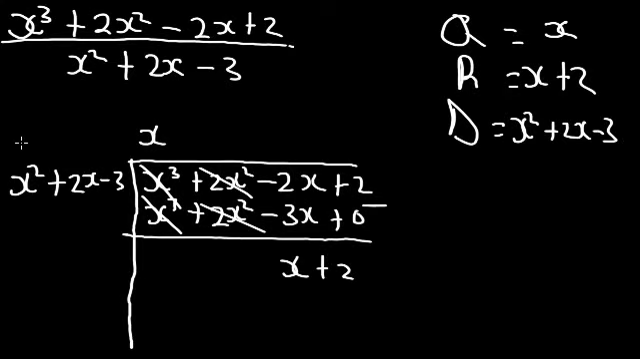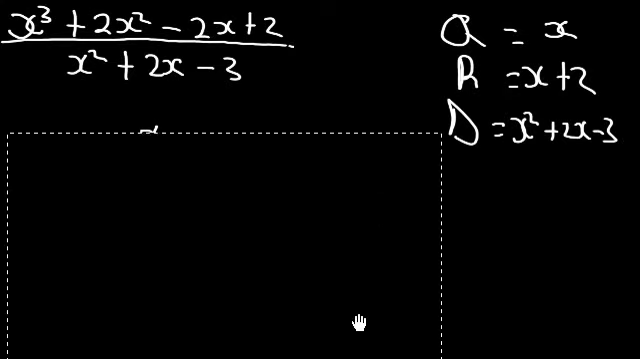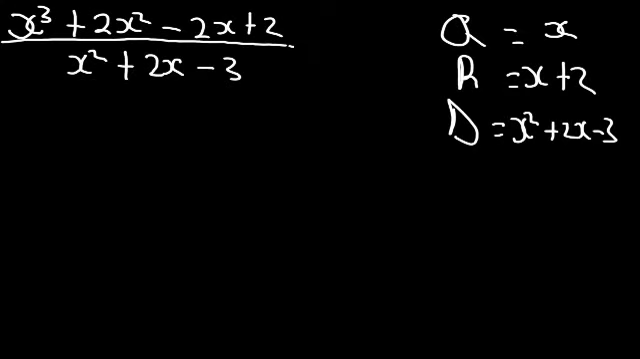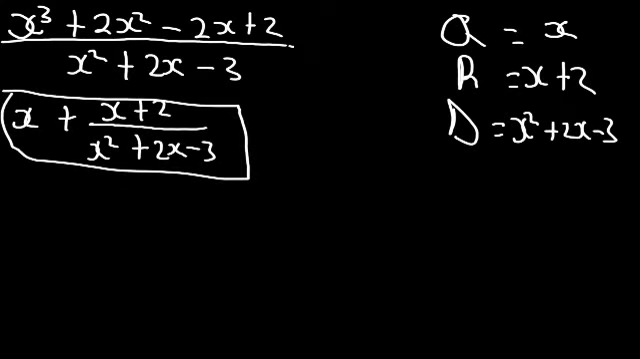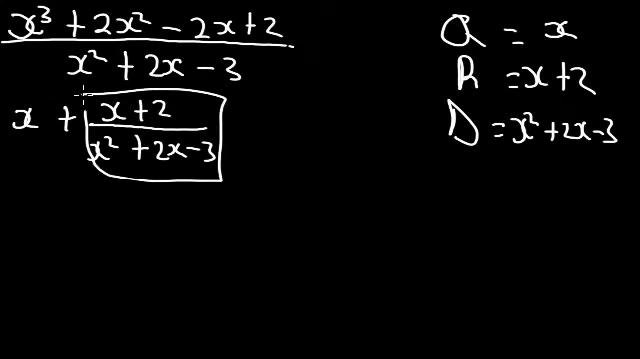So which means this compound fraction, by the time we reduce it a little bit, will eventually be expressed as x plus the remainder x plus 2 divided by x squared plus 2x minus 3. And that's how it works. Now you can see that we can now partialize this one as it has become a proper fraction. And that's just the basic idea behind problems involving improper fractions, typically partializing improper fractions.